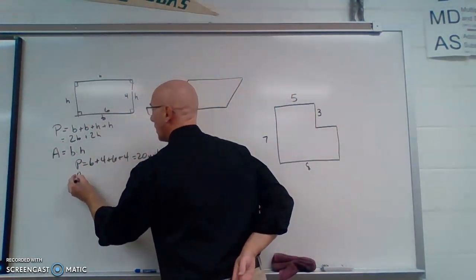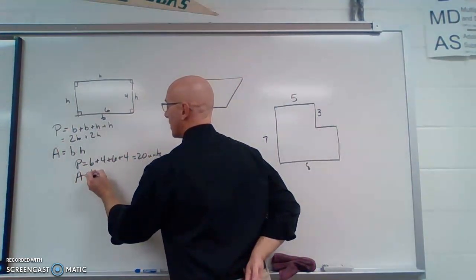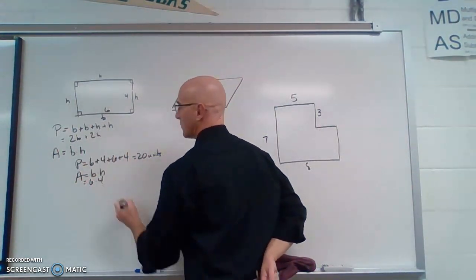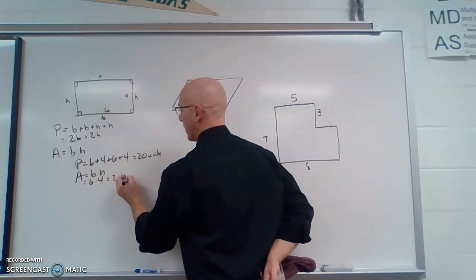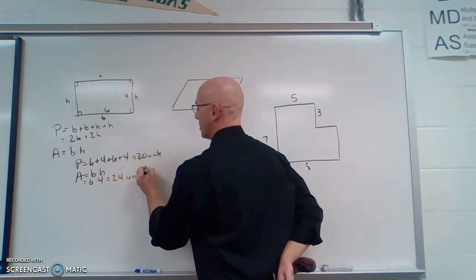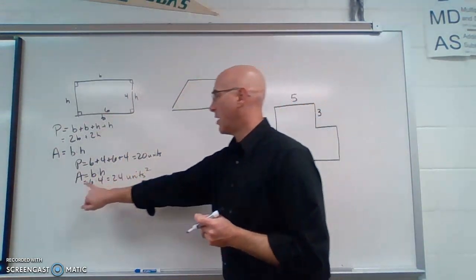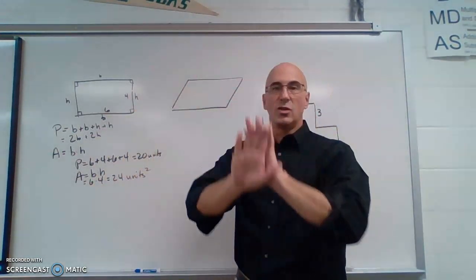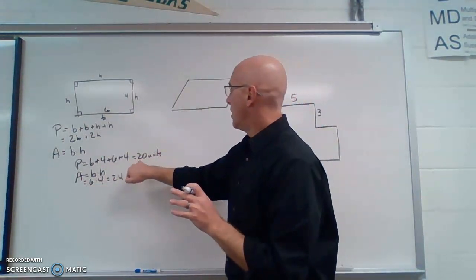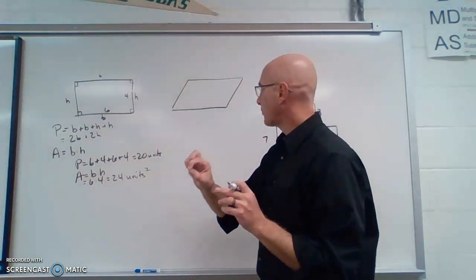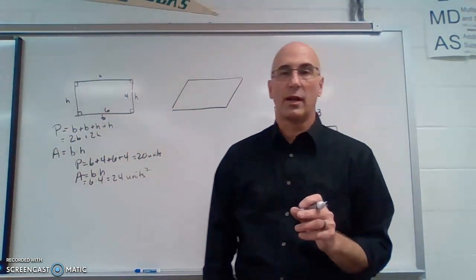Then the area is base times height. Base is 6, height is 4, and that equals 24 square units. We have to make sure that we label it correctly, because area is a measure in 2 dimensions. Perimeter is in 1 dimension. It's just a length.